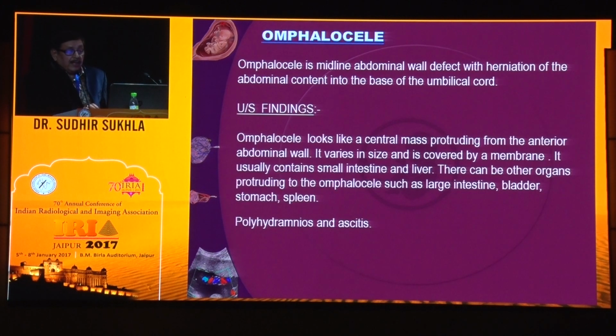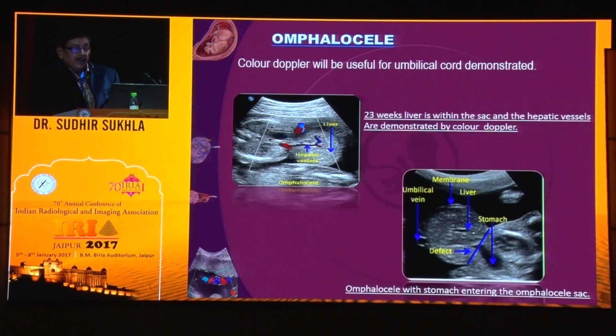The omphalocele is a midline defect and herniation. It looks like a central mass protruding from the anterior abdominal wall, and it usually contains the small intestine and liver. Other organs can also protrude, like large intestine, bladder, stomach and spleen. Here is a picture we are seeing. This is the liver herniating into the cord, and you can very well see the umbilical arteries and umbilical vessel traversing through. The stomach is trying to protrude in.